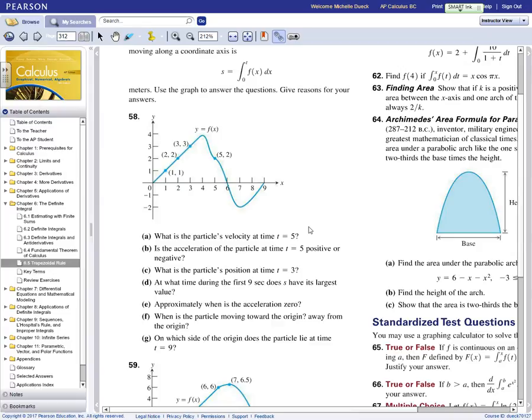Okay, so what are the two things you need to know to tell whether towards or away? Where the position is and where the velocity is. Where you are and what direction you're headed. So you need to know two things.